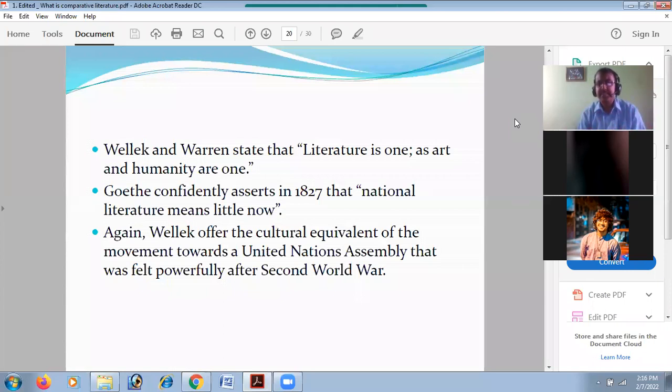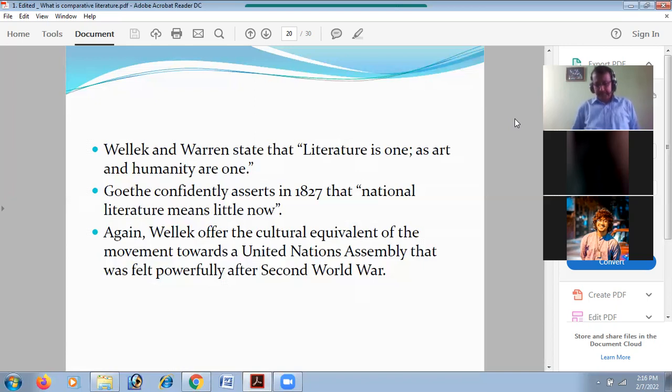For this reason, literature all over the world is a great body. The literature of Bangladesh, French, Russian, and German, as a whole, is one. And in the same way, art and humanity run side by side. And Goethe confidently asserted in 1827 that national literature means little now. Though his comment was later proved wrong, in that national literature would come to mean a great deal.